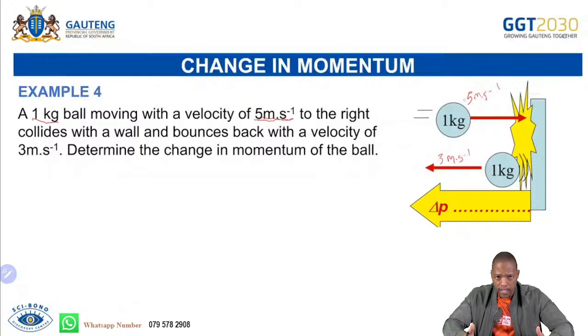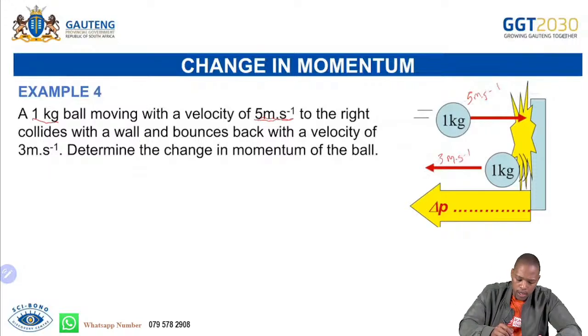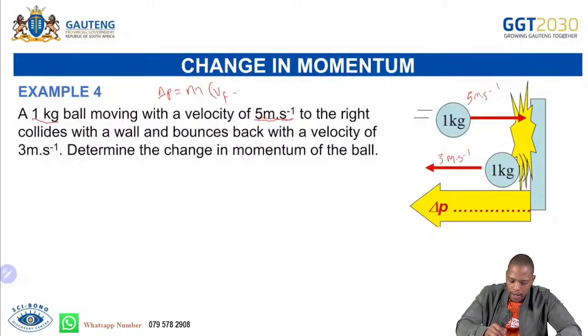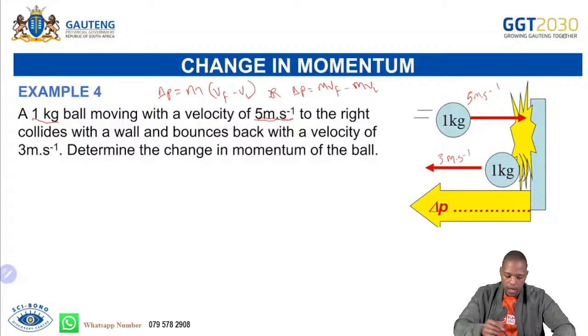Or we can remember that formula that we're talking about, delta P, which can be expanded to m(vf minus vi), or delta P equals mvf minus mvi, right? Personally, I like this one, the one where the m has been taken out as a common factor. So I'm going to stick to it in this example as well and take this one where m is taken out as a common factor.